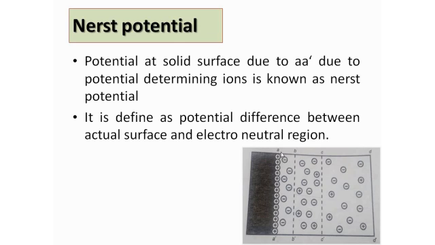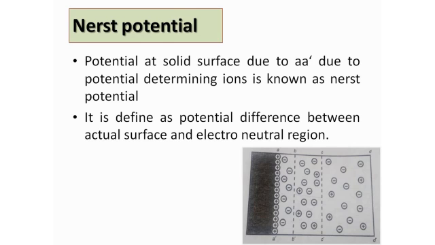The potential at the solid surface at the A prime has come due to the potential determining ion. So this potential is known as the Nernst potential. It is defined as the potential difference between the actual layer and the electroneutral region. This is the electroneutral region. So if we put one electrode here at a tightly bound layer and one electrode here, the difference in voltage is the Nernst potential.